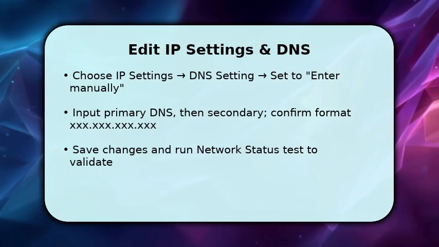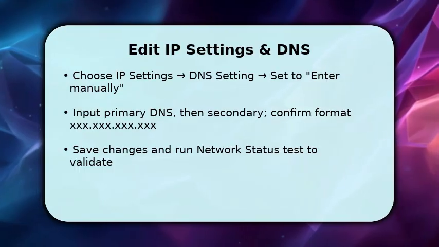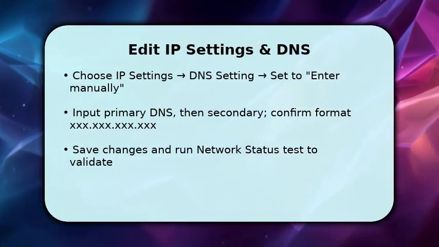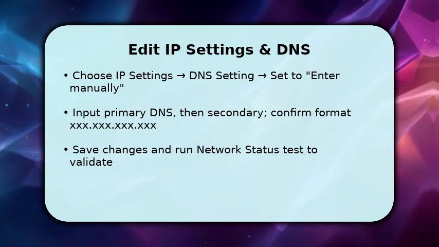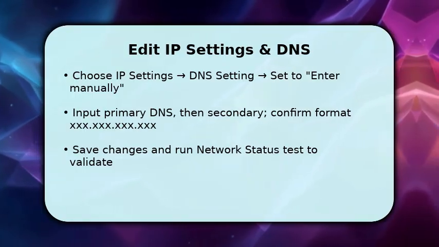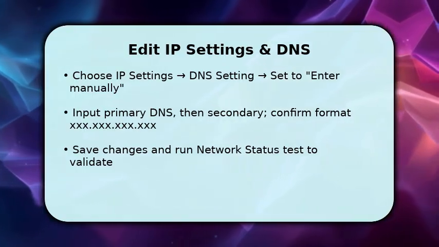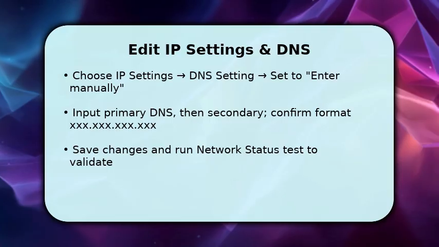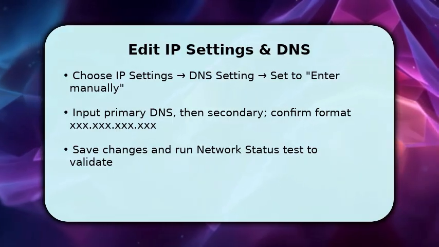You'll change the DNS inside IP settings. Select DNS setting and choose Enter manually so you don't get an automatic ISP address. Then type the primary DNS exactly, followed by the secondary, keeping the dotted numeric format to prevent parsing errors.